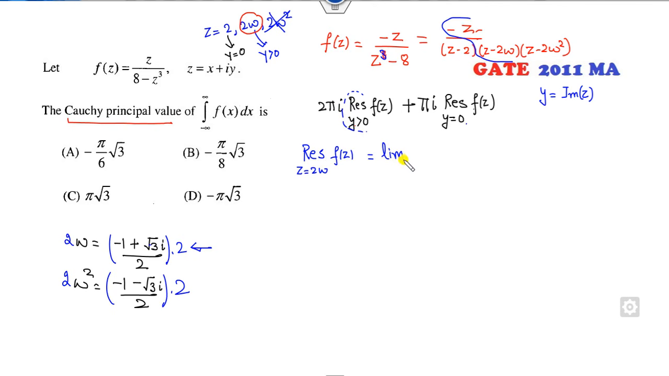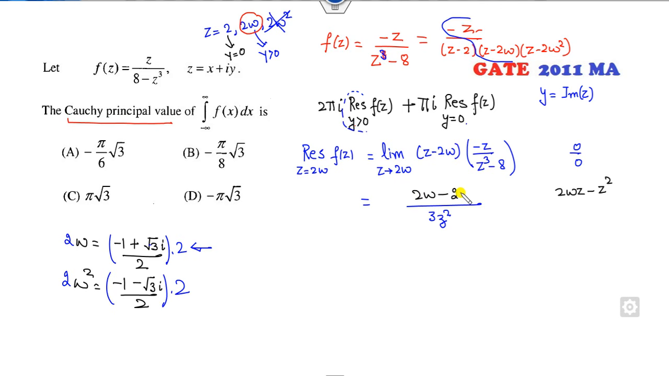So I can take the limit as z approaches 2 omega of (z minus 2 omega) times the function. The function is this value. Now you can substitute. Clearly it's a 0 by 0 form, so I can apply L'Hopital's rule. That will take very little time. The numerator portion is 2 omega z minus z square. If I take its derivative, it is 2 omega minus 2z. Now clearly when z goes to 2 omega, it is not a 0 by 0 form, so you can easily substitute its value.